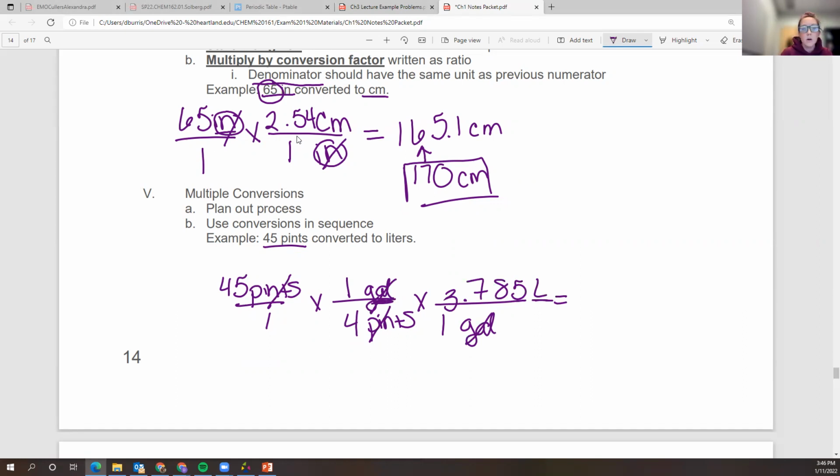So you can go in any order with multiplication and division. You could multiply all your numbers on top. So 45 times 3.785 divided by 4, or you could go from left to right. You could do 45 times 1/4 or divided by 4, and then times 3.785 liters. Anyway, you're going to get the correct answer, which is 43 liters. And yes, I did round to significant figures because that's what I gave you in the problem.